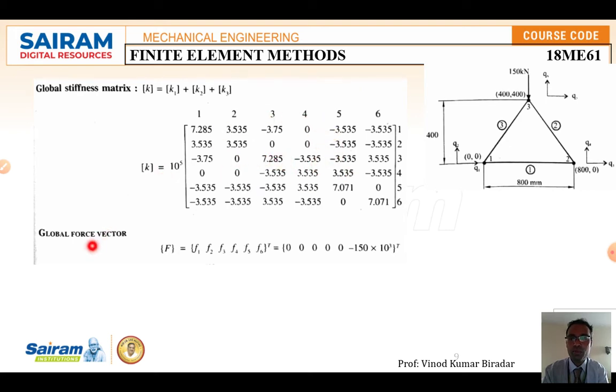Okay, so coming to the next, global force vector. We know the number of degrees of freedom is equal to the number of forces. Here 6 degrees of freedom will be there, so 6 forces will be there. So F is equal to F1, F2, F3, F4, F5, F6.